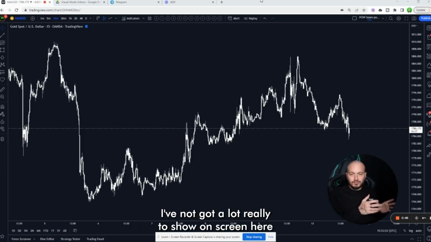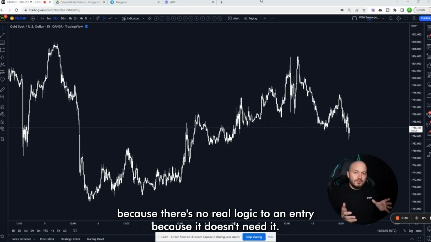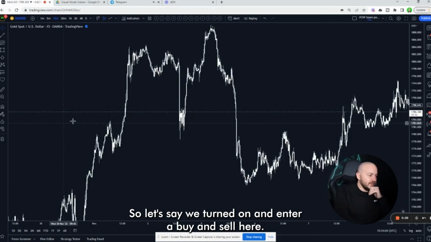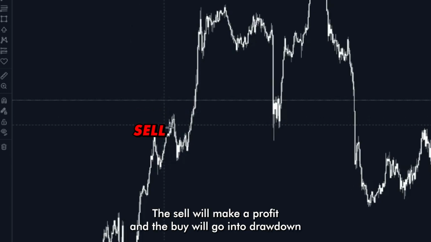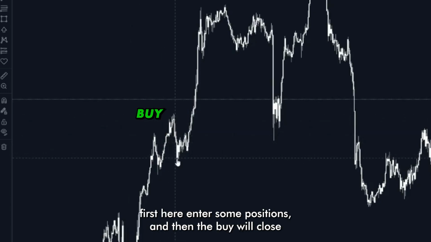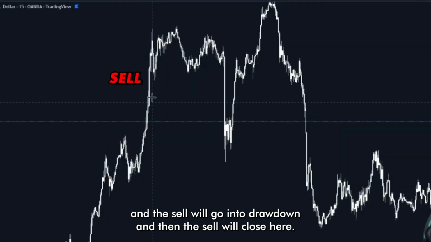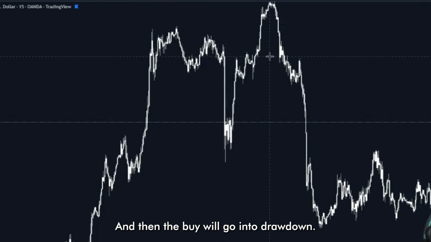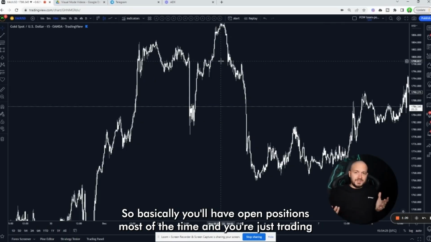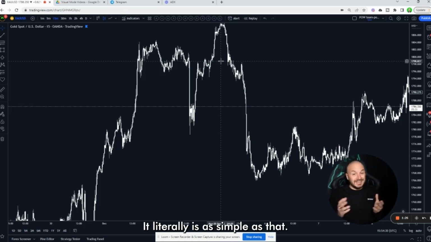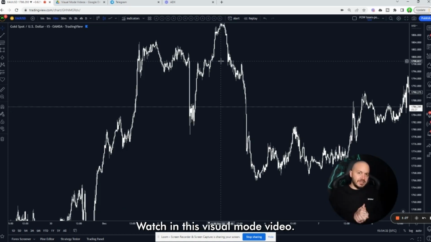I've not got a lot really to show on screen here because there's no real logic to an entry because it doesn't need it. Okay, so let's say we turned on and enter a buy and sell here. The sell will make profit and the buy will go into drawdown first here, enter some positions, and then the buy will close and the sell will go into drawdown, and then the sell will close here and then the buy will go into drawdown. So basically you'll have open positions most of the time and you're just trading how the market moves up and down. It literally is as simple as that. Watch it in this visual mode video.